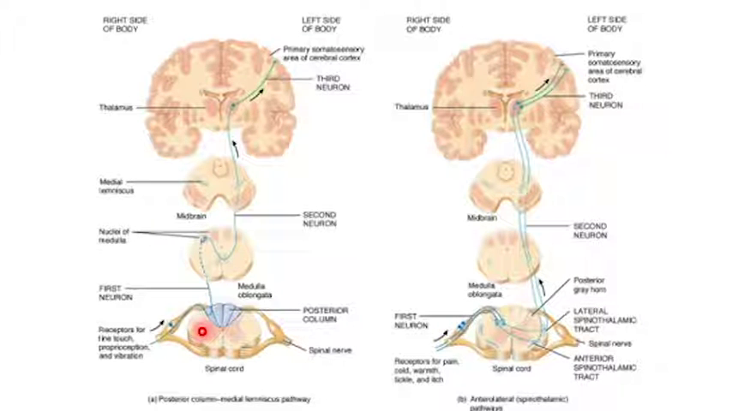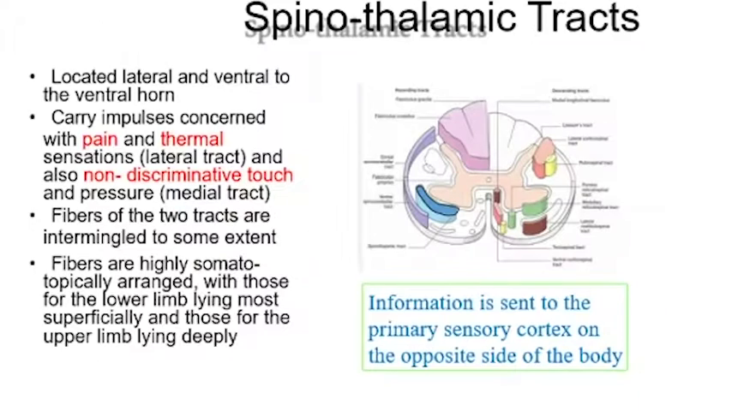It's a better image. We'll go through it first. Yeah. So this is basically what we're talking about. Ascending ipsilaterally, at the level of the medulla decussating to the medial lemniscus pathway, to the third order neuron, the thalamus, before going to the somatosensory area of the cerebral cortex.